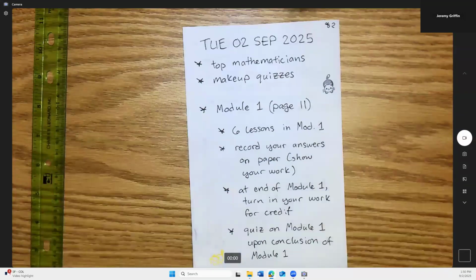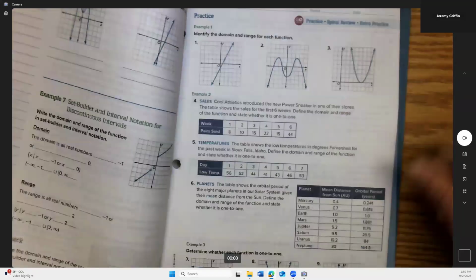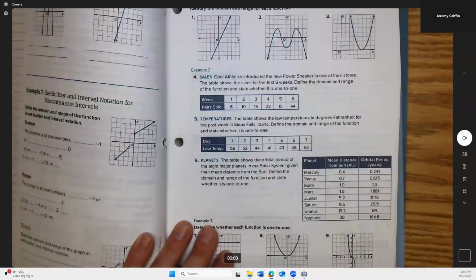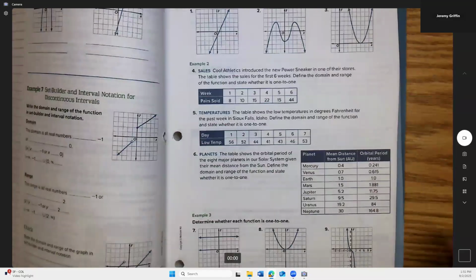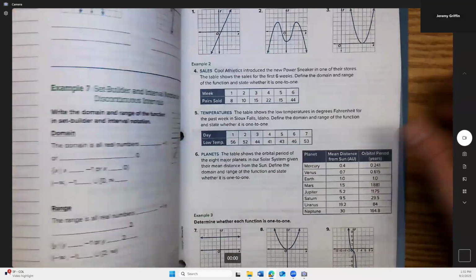All right, so we're doing module one. This module is like a whole chapter. Module one, it's like chapter one, has six different lessons in it. So let's skim through those and get the big picture idea.